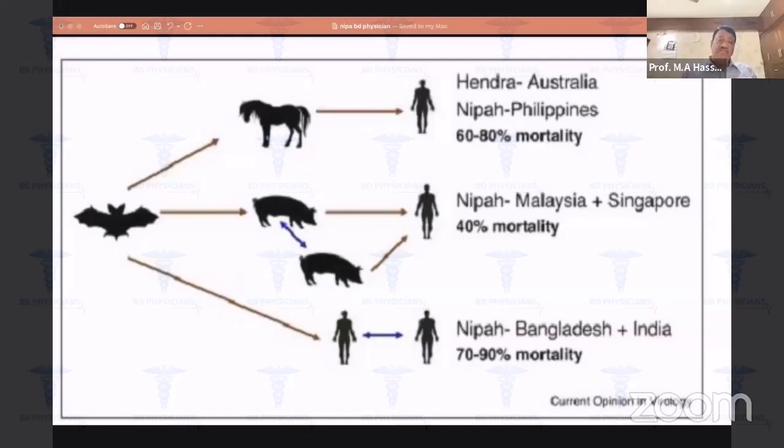And the outcome: the virus is shown to spread from bat to horse in Hendra virus infection in Australia, and Nipah in the Philippines has a mortality rate of 60 to 80%. Nipah in Malaysia and Singapore has a lower mortality, 40%. But Nipah virus infection in Bangladesh and India has a mortality of 70 to 90%. So there is high mortality in Bangladesh and India, and a bit lesser in Australia, and it was less in Malaysia. In the 1999 Malaysia epidemic, by killing the pigs, they totally closed the epidemic, and there were no subsequent Nipah epidemics in Malaysia.